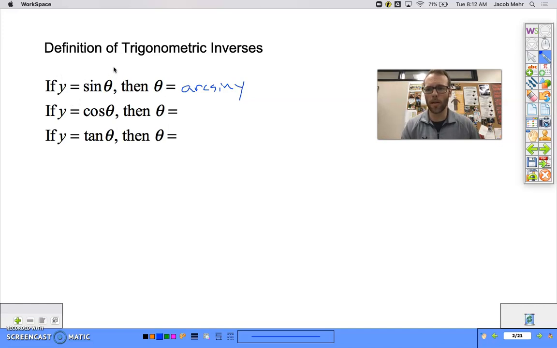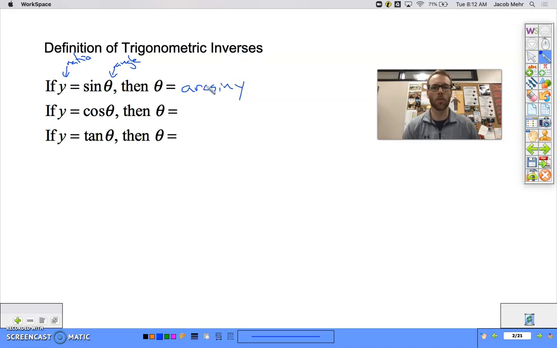Just a reminder here, this is our angle, and that's our trig ratio. Sine is opposite over hypotenuse, it's a ratio. So the sine of an angle is equal to a ratio. The angle is equal to the arc sine then of the ratio.